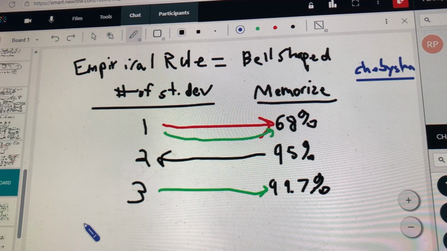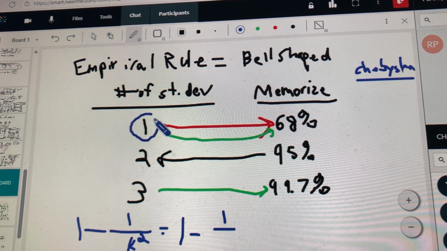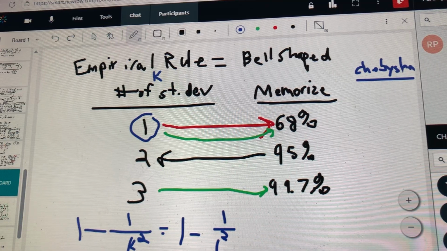There's a rule where you do 1 minus 1 over k squared, where k is the number of standard deviations. So if I plug in 1 for k, because here's 1 right here, that's k. This is k, this list right here. Well, 1 squared is 1, and 1 divided by 1 is 1, and 1 minus 1 is 0. So Chebyshev says 0% for the first one, which doesn't really tell you a whole lot.